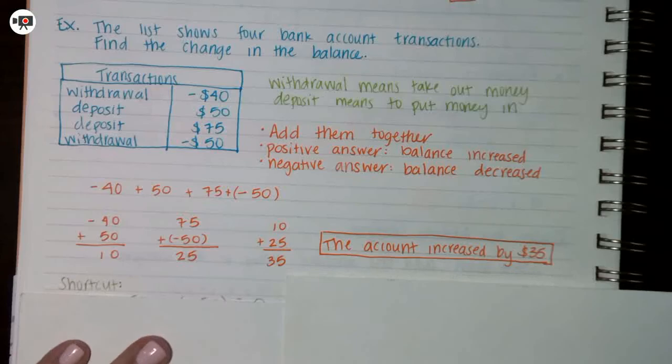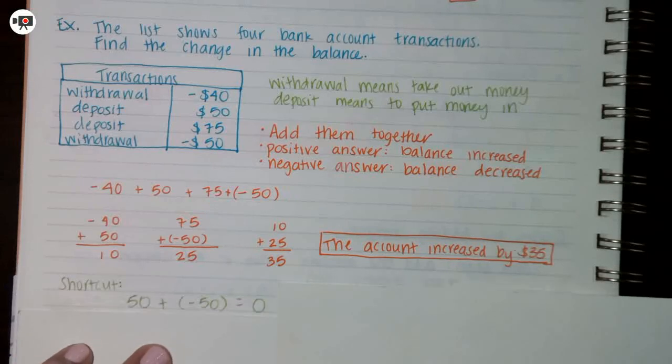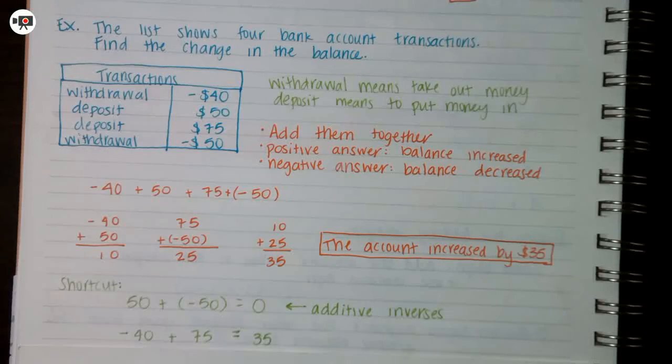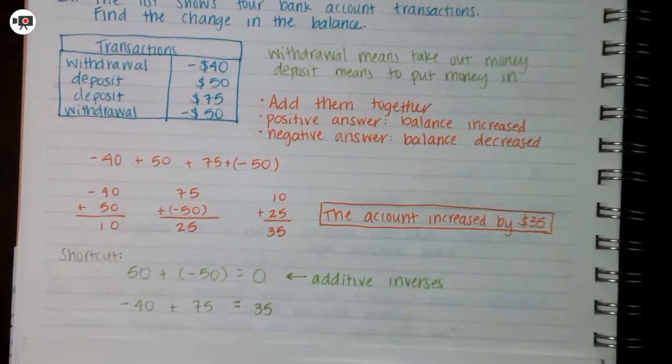There is a shortcut way on how to do this. You can see that we have a positive 50 and a negative 50. And those are additive inverses, so that's 0. Then we would do negative 40 plus 75 is 35.